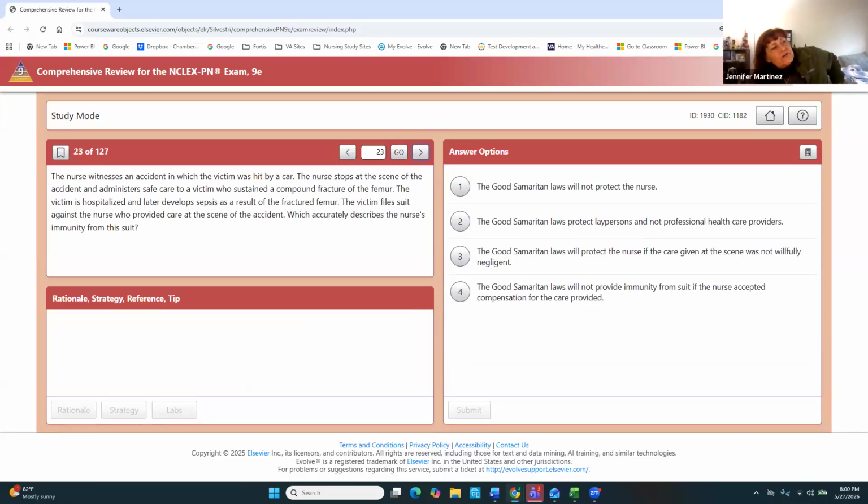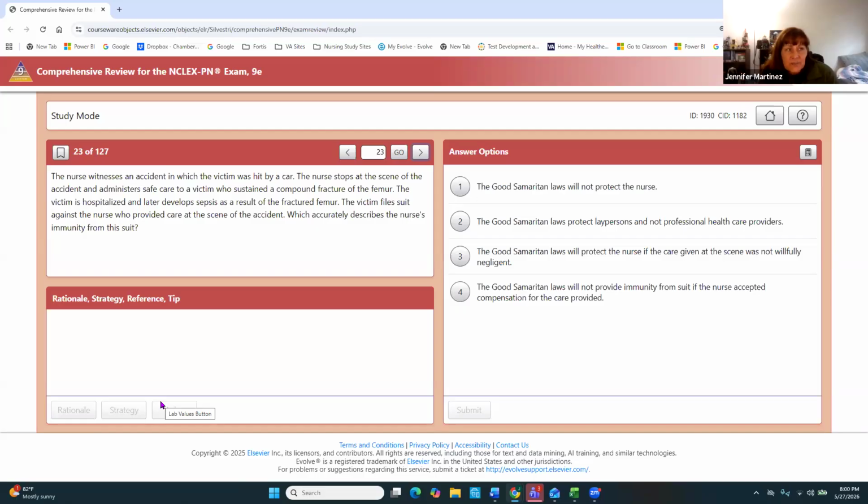All right. The nurse witnesses an accident in which the victim was hit by a car. The nurse stops at the scene of the accident and administers safe care to a victim who sustained a compound fracture of the femur. The victim is hospitalized and later develops sepsis as a result of the fractured femur. The victim files suit against the nurse who provided care at the scene of the accident. Which accurately describes the nurse's immunity from this suit?